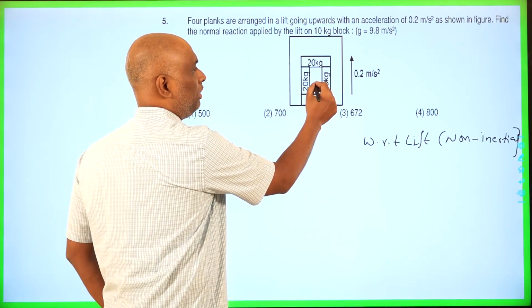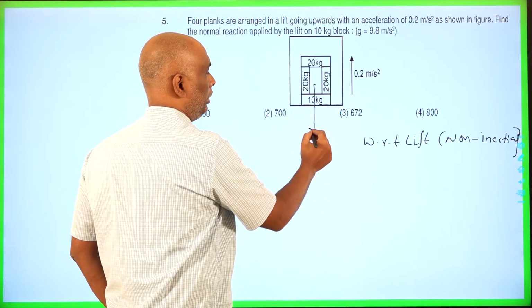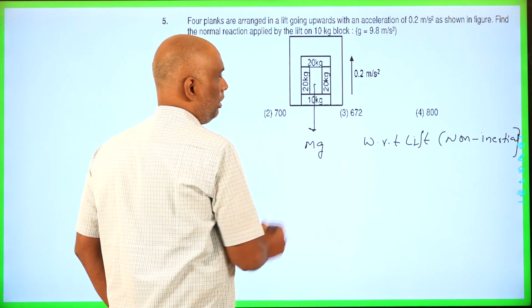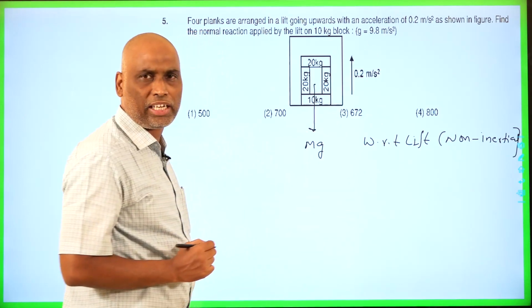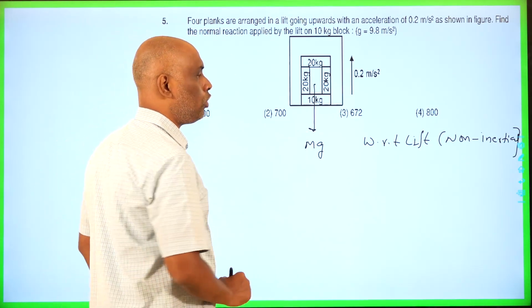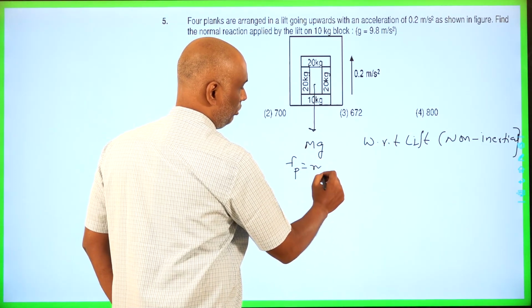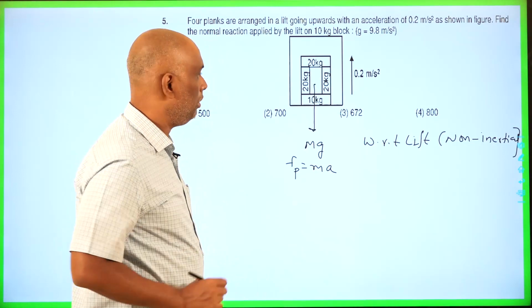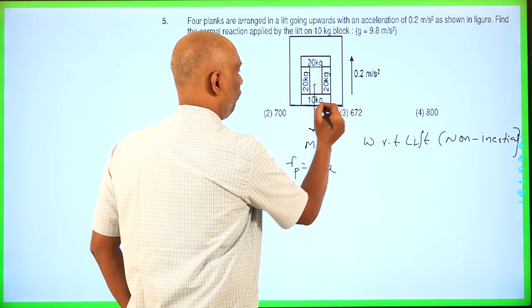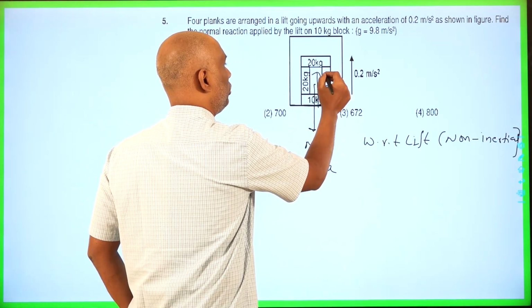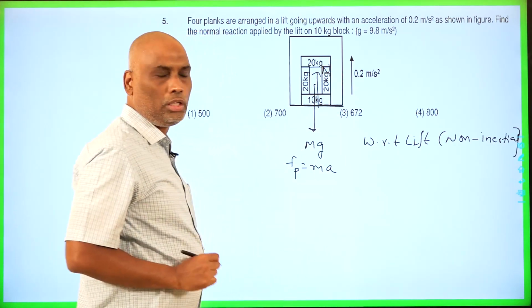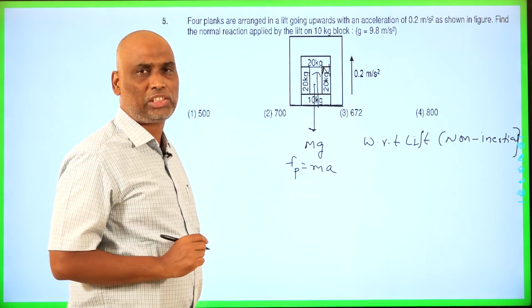the forces acting on this object are, one, the weight which is equal to mg. As this acceleration is in the upward direction, there will be a pseudo force acting. The pseudo force will be in the downward direction and equal to ma. And then at the surface there will be a normal reaction acting, which is equal to N. With respect to the lift, this body is at rest.